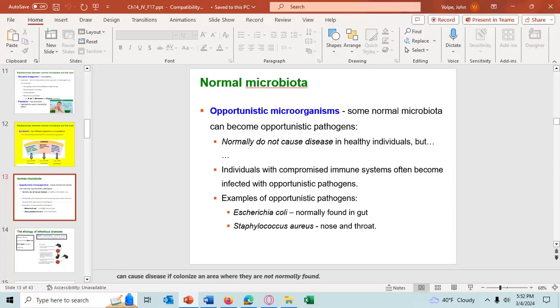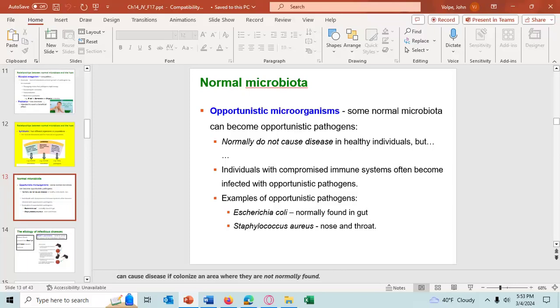Other examples of opportunistic pathogens are E. coli, which is normally found in the gut. And when it's grown in the gut, it doesn't cause us problems. But when it's grown in the ear or in the lungs, it's not supposed to be growing there. And it will be an opportunistic pathogen if it grows in the lungs, causing us pneumonia.